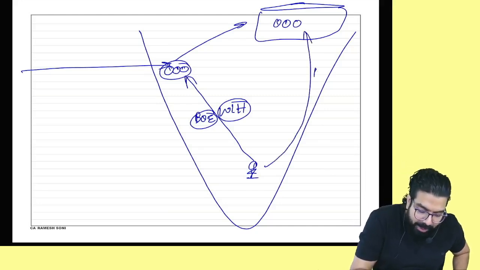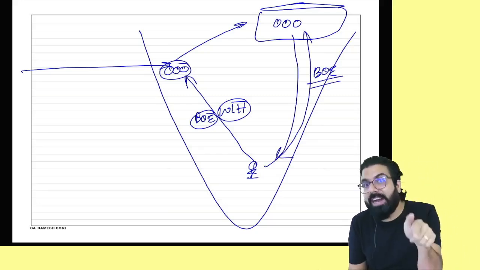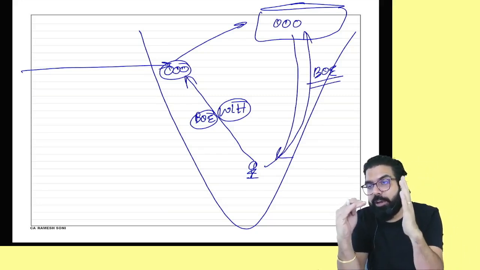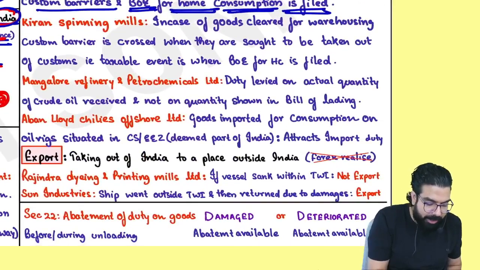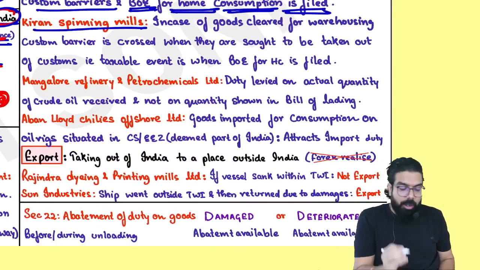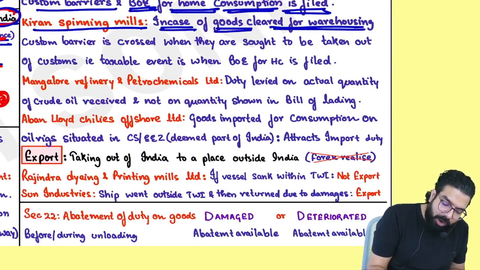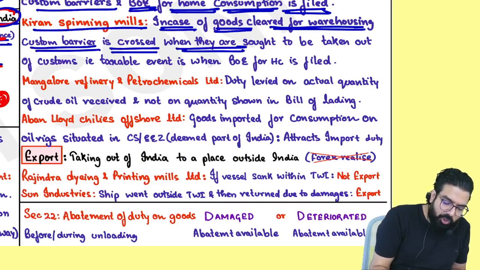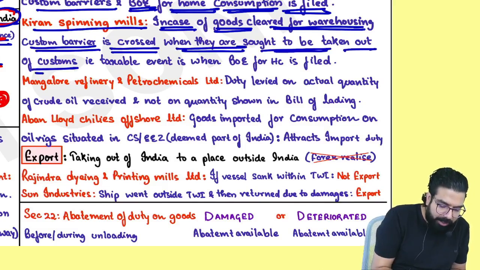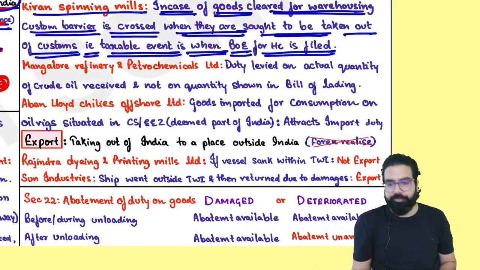When you file a bill of entry to clear the goods from the warehouse, that is the time when they are going to cross the customs boundaries. Clarification came over here, in the Kiran Spinning Mill case. Always remember, in case of goods cleared for warehousing, the customs barrier is crossed when they are sought to be taken out of the customs area. That is, the taxable event is when the bill of entry for home consumption is filed.